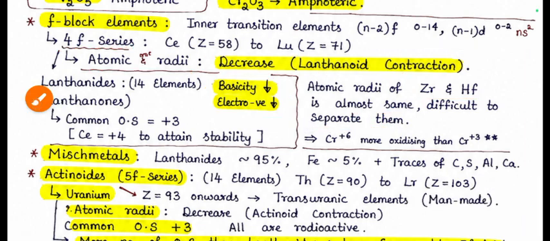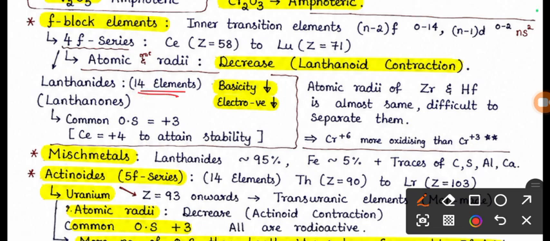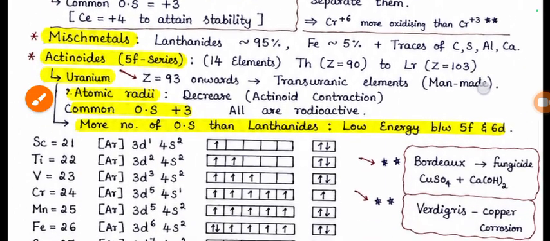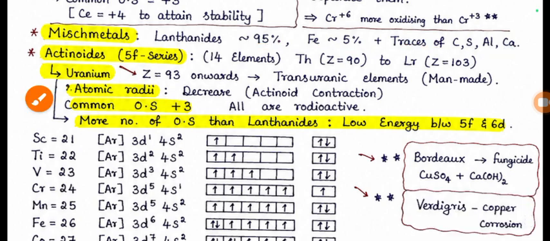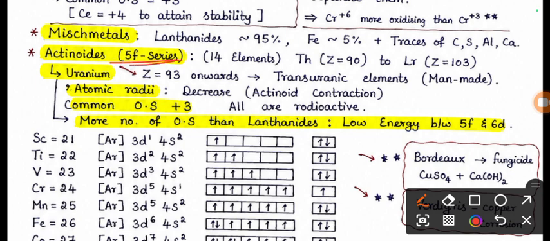So lanthanides include 14 elements. The common oxidation state is +3, and one of the lanthanides, cerium, shows +4 oxidation state to attain stability. Then remember the composition of mish metal. It has approximately 95% of lanthanides, 5% of iron, and traces of carbon, sulfur, aluminum, and calcium. Another series of F block is actinides, which includes the 5f series. It also has 14 elements from thorium to lawrencium.